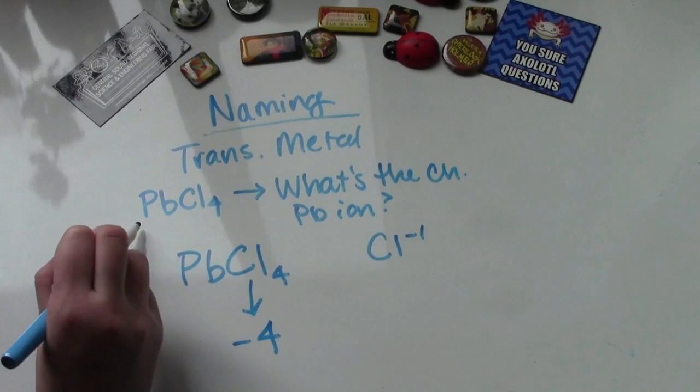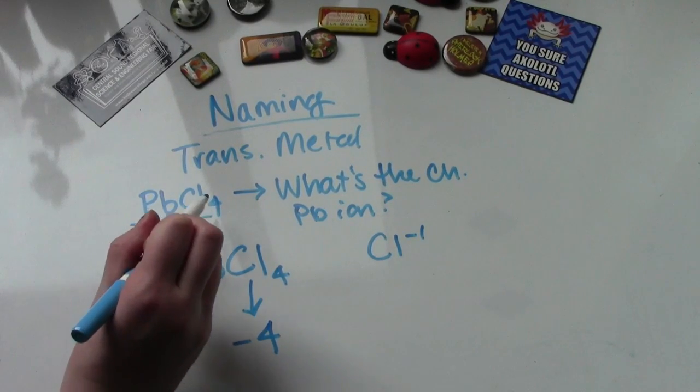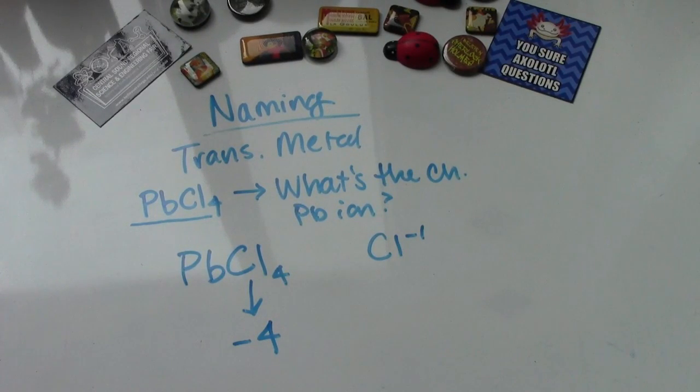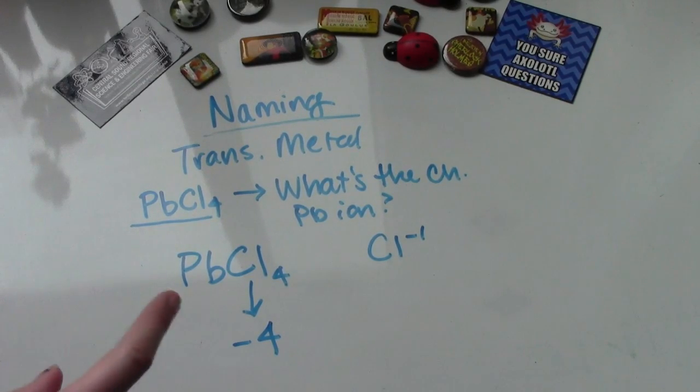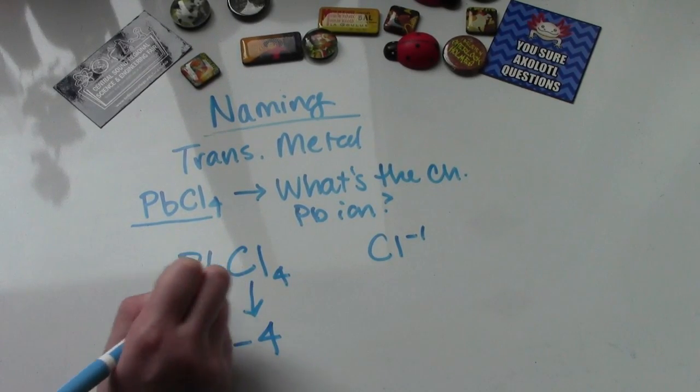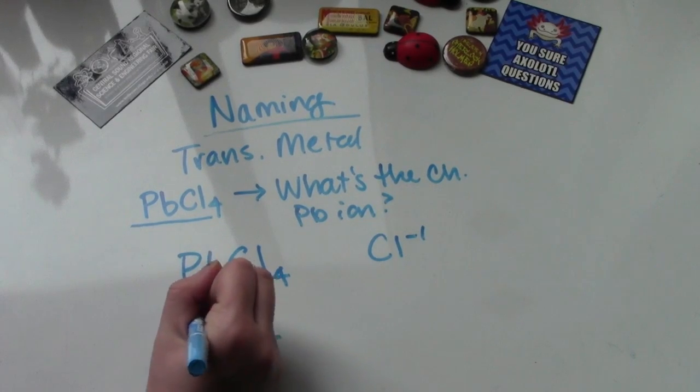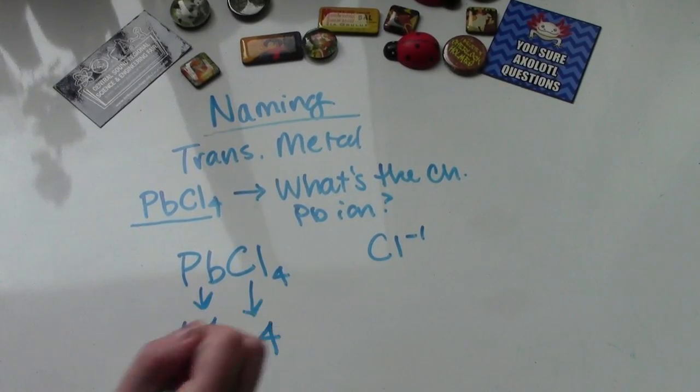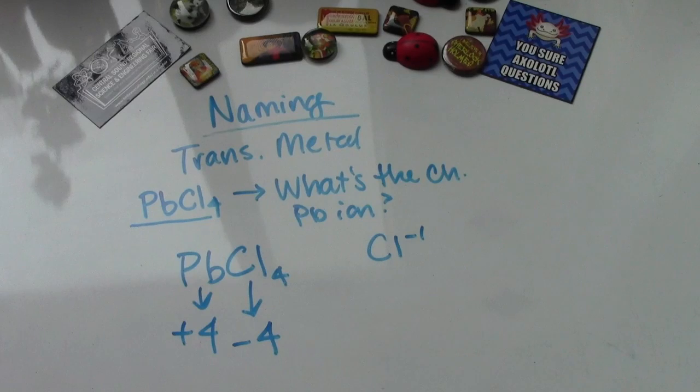But going back, our compound is given to us neutrally, so it means that there are no charges overall in the molecule. So it must mean that the lead has to cancel out the -4 charge. There's only one atom of lead, so it has to be a +4. Hopefully that makes sense. Always ask questions if it doesn't.